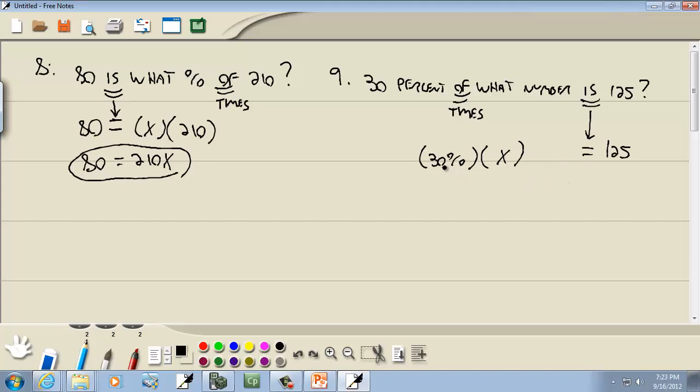Now, they say don't solve this, but when we get ready to, don't forget, some of you may never have seen this, but we never want it in percent form when we're solving a problem. So this would be 0.30x equals 125, and then we'd solve it from there. We always put it in decimal form, so we move our decimal point 2 places to the right.